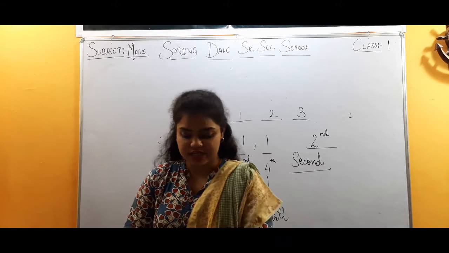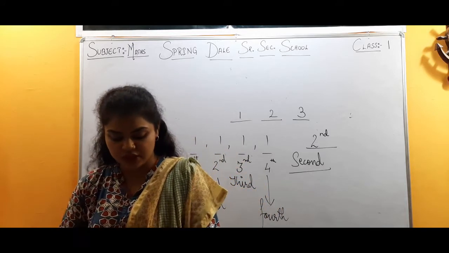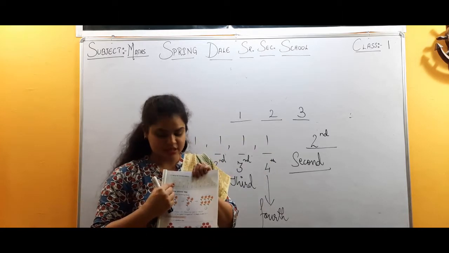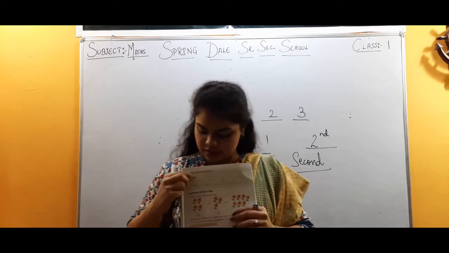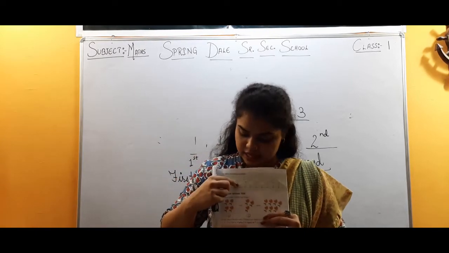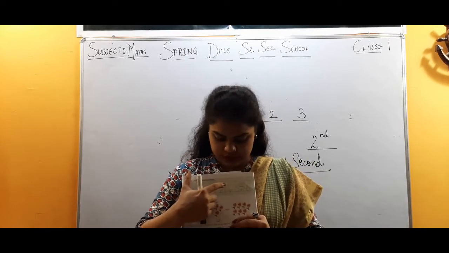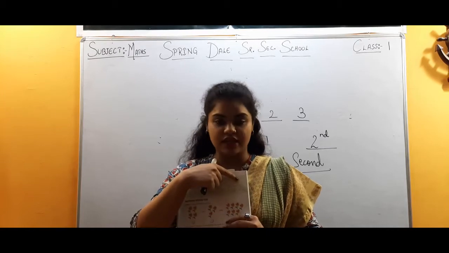The first one is given first, then 2 balloons are blank, then we have fourth. See in your textbook. So what will come after first? Here it will come. What will come after first? The second. Then we will have third. The fourth is given to you. Fifth, sixth, seventh, eighth. Then we have ninth and the last one is 10th.